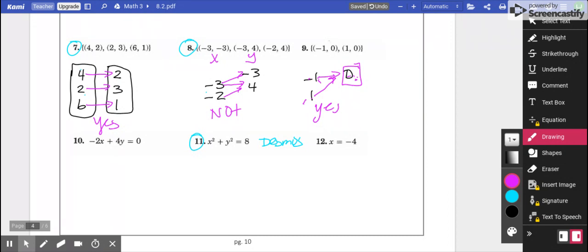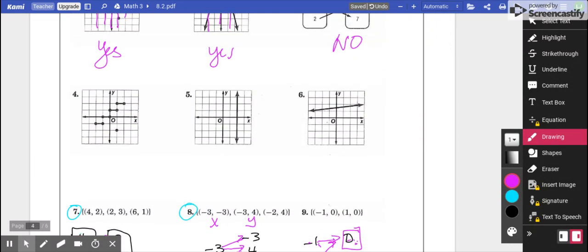The last one I wanted to show you guys really quickly before we wrap up, I will show you in Desmos how to look at this equation. So that's how we figure out the vertical line test and to do the mapping in order to determine if it is a function.